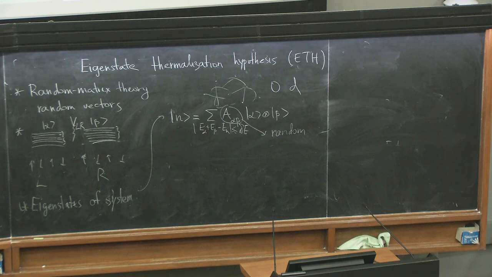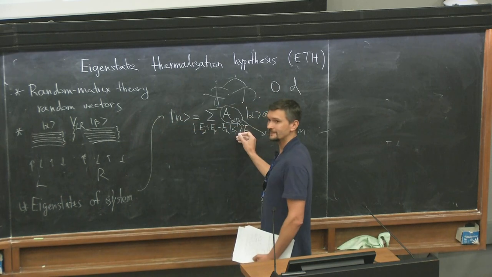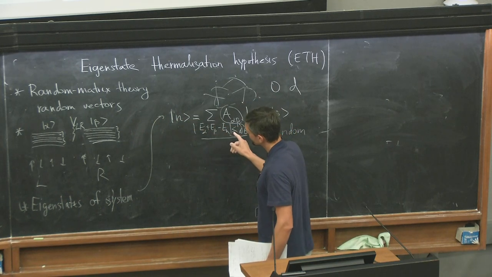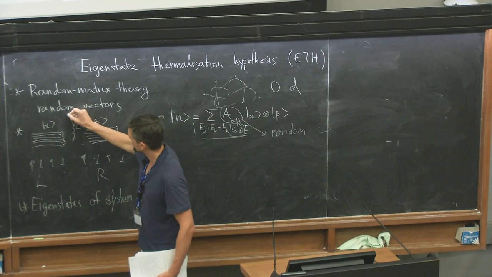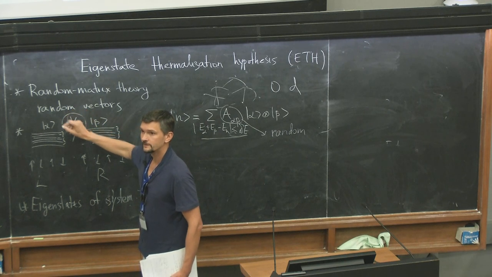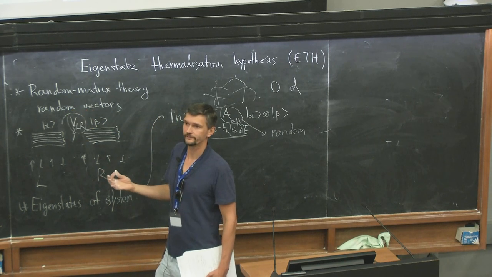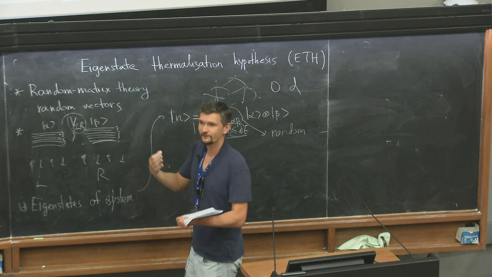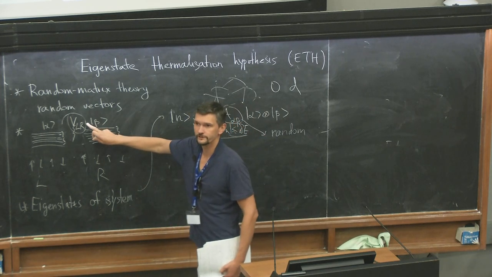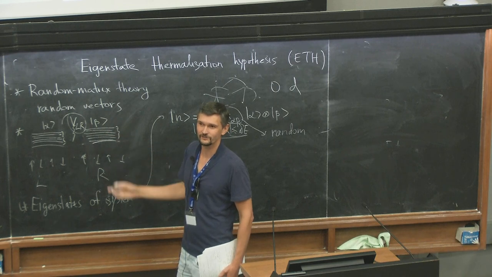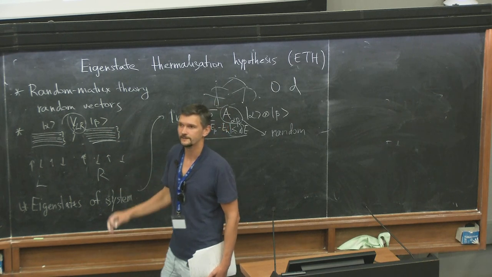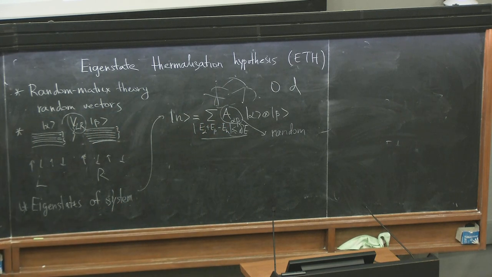Are you asking what this condition means? If you think about the local model, the norm of this connection is of order one, so you cannot violate energy conservation by more than one. That's roughly the intuition: this hybridization allows you to mix things which differ a little bit in energy, but not too much.